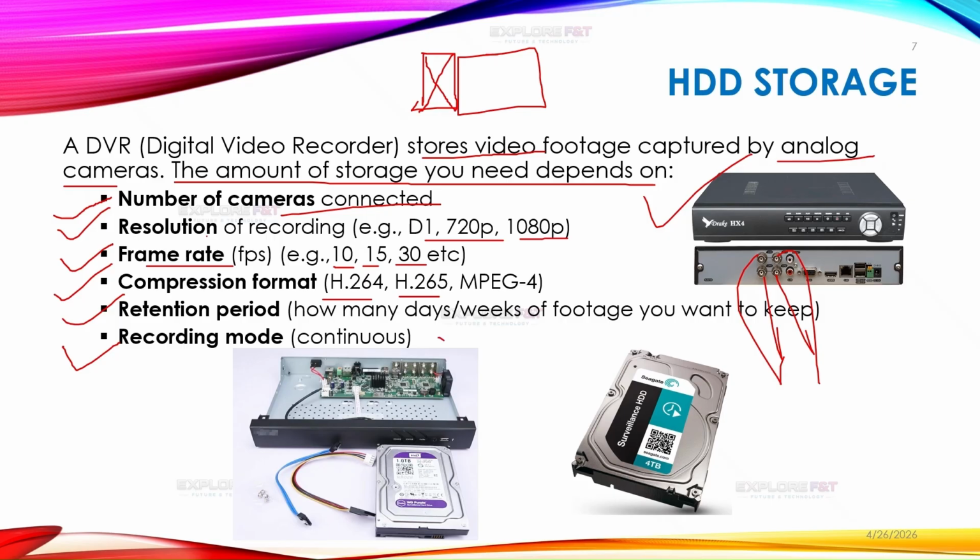Recording mode: in analog it will be continuous recording only, because here there is no triggered-based recording like motion-based recording. In IP you can do motion-based recording, because that is IP, you can apply analytics and many different things there, but here you have to record continuously only.